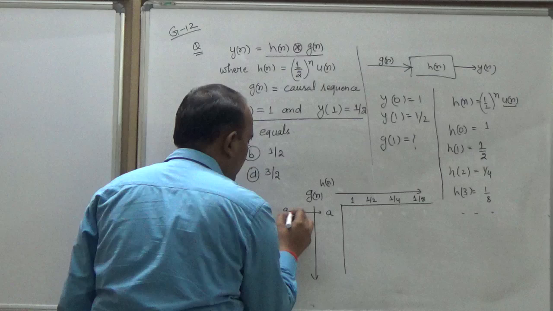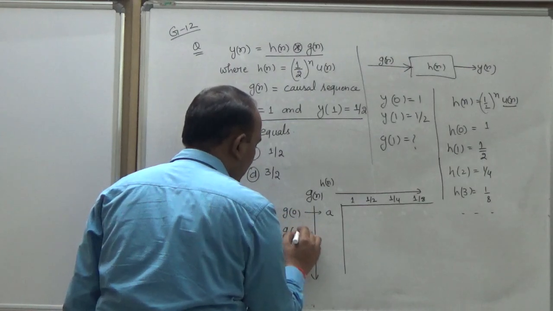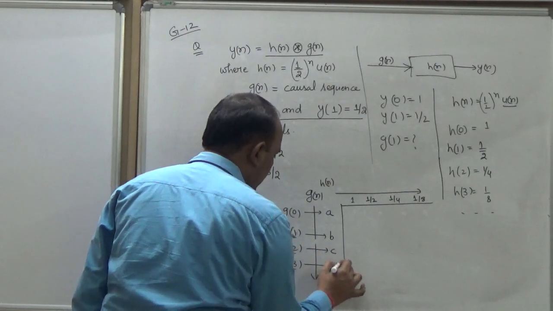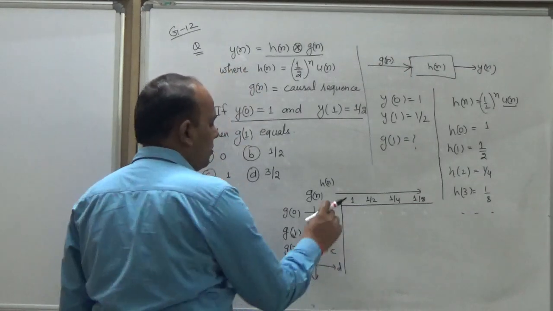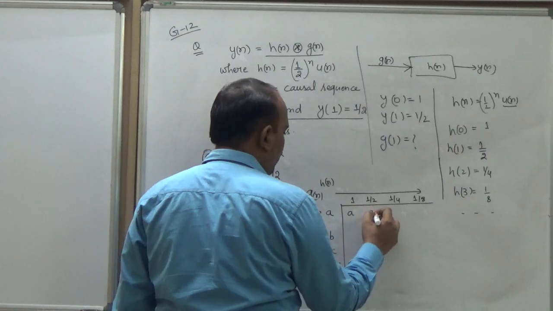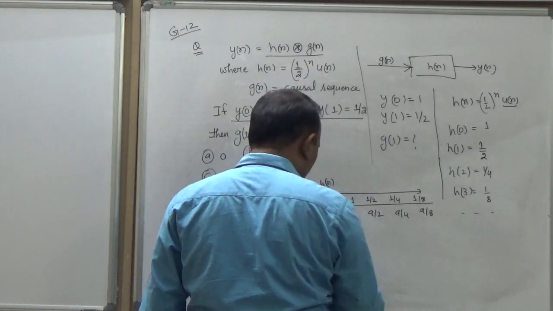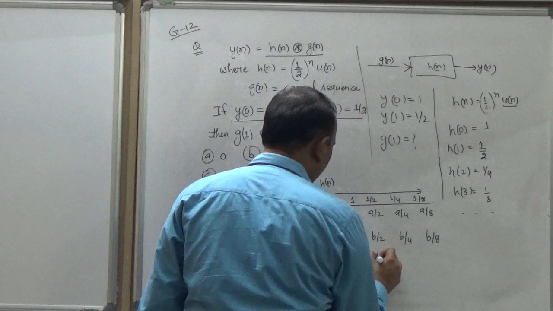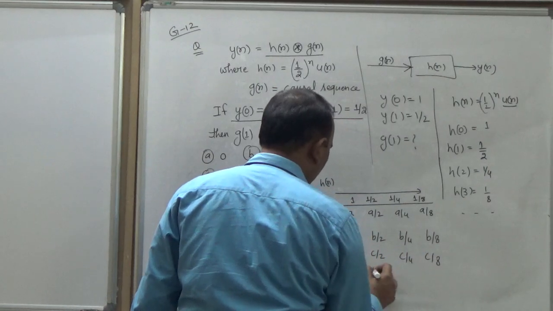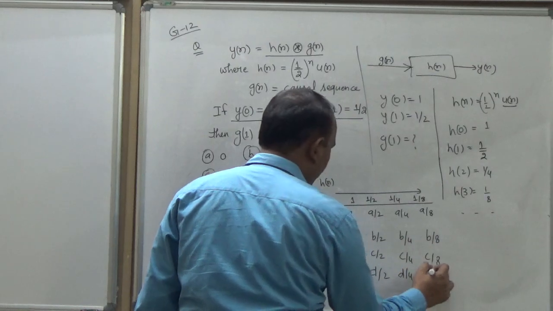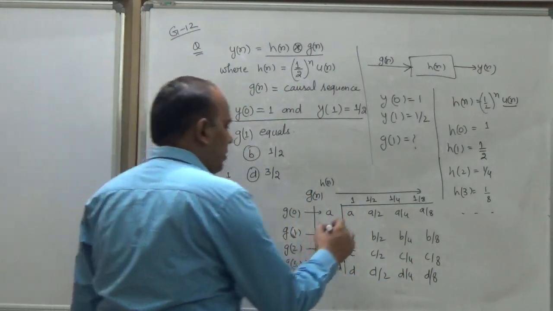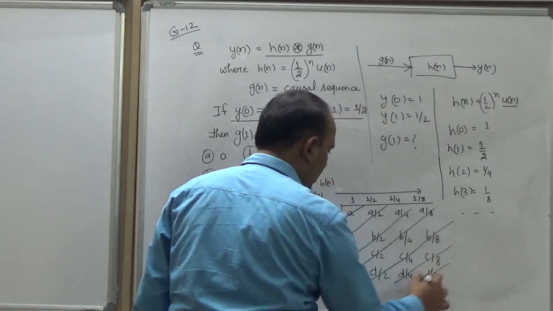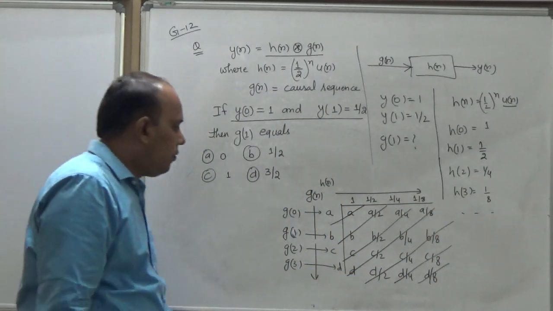This part is g[0]; assume g[1] as B, g[2] as C, and g[3] as D. So what is the rule of the convolution? Just multiply each element: A, A/2, A/4, A/8, then B, B/2, B/4, B/8, then C, C/2, C/4, C/8, and D, D/2, D/4 and D/8. Our table is completed, and now we take the diagonal parts.